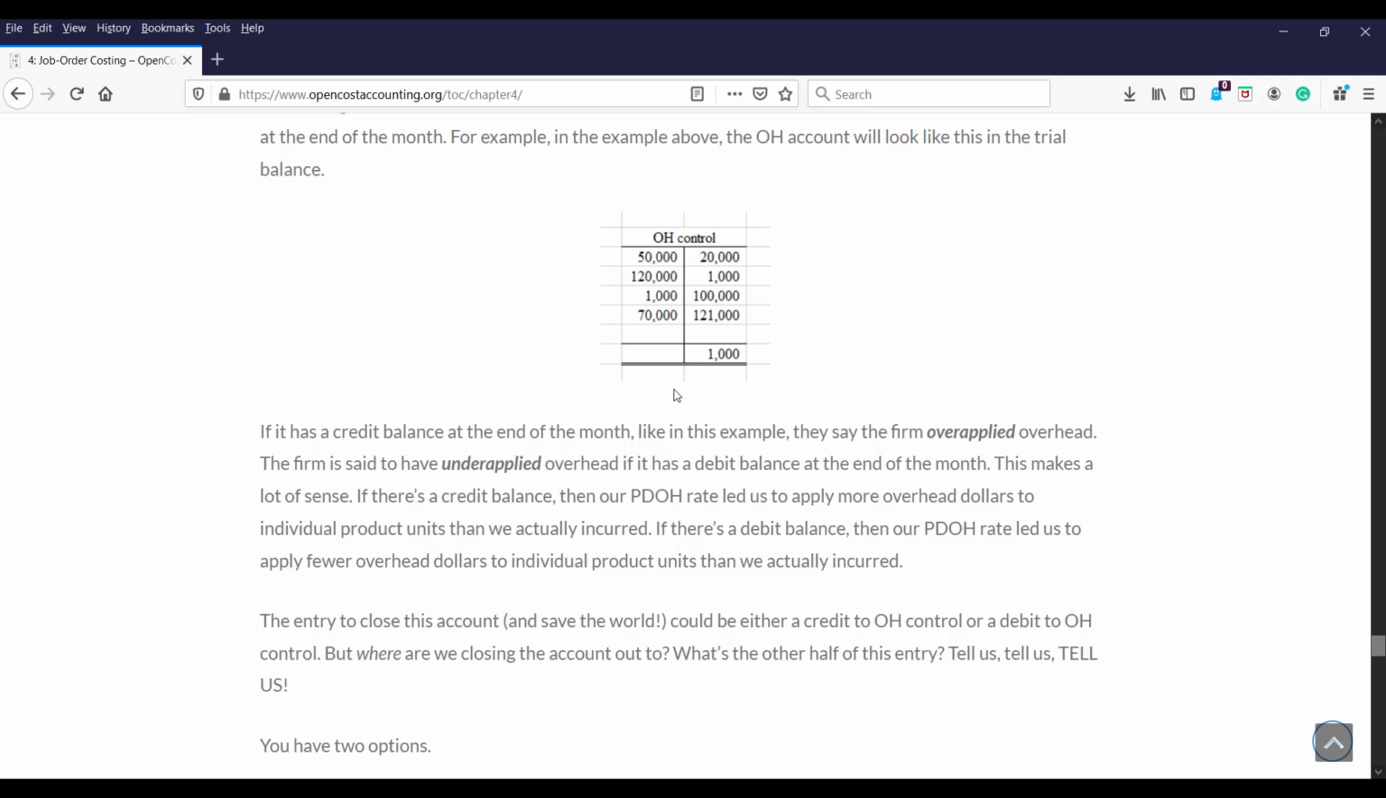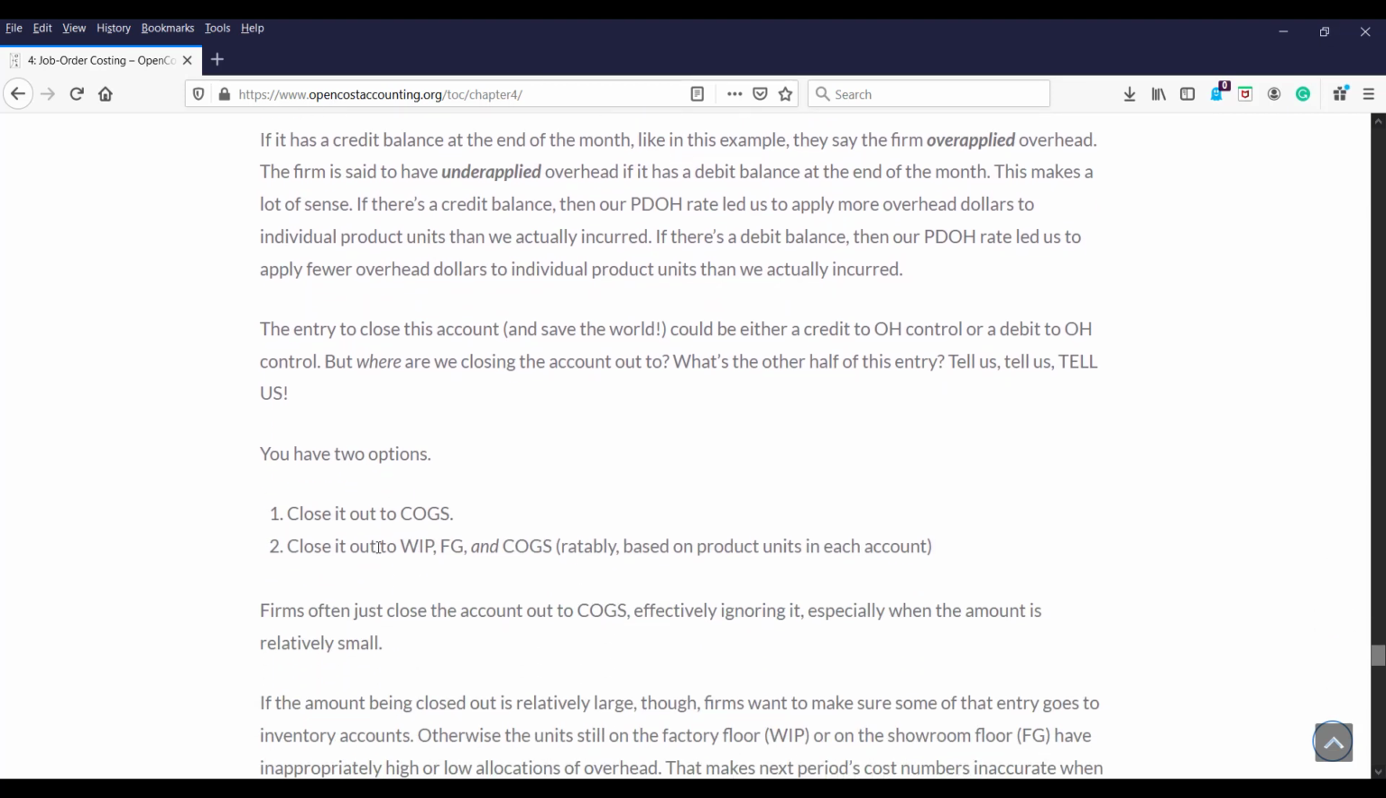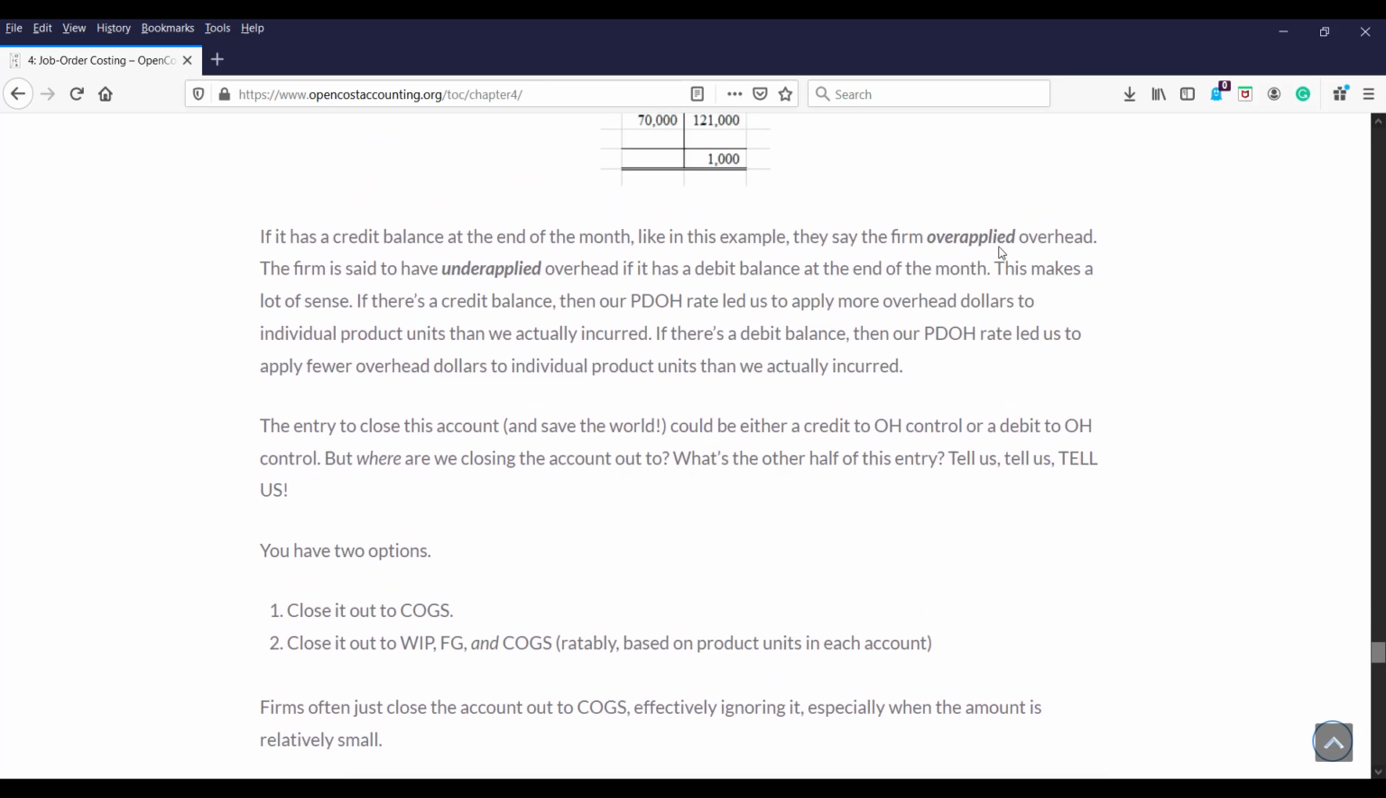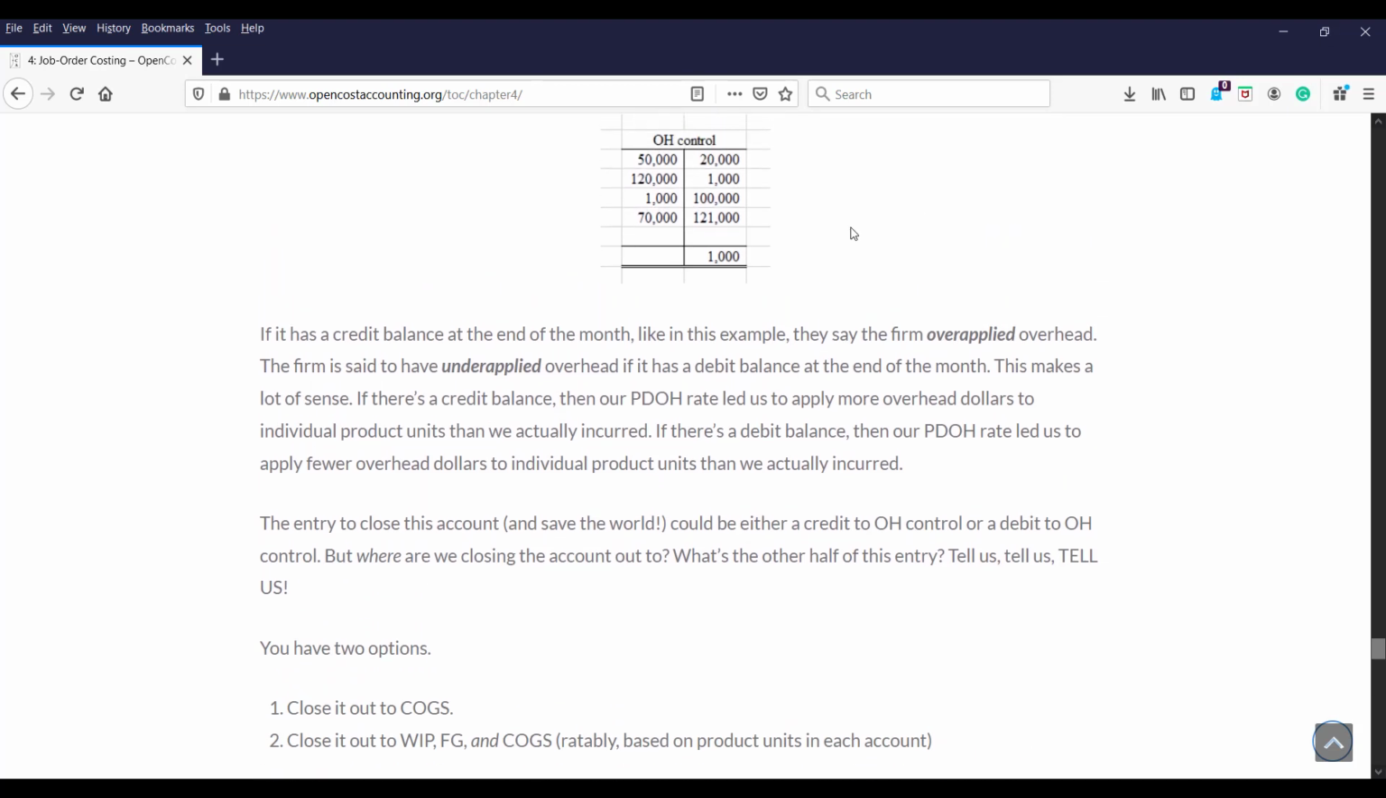We close it out. We would debit overhead control for $1,000 in this example, and then we would credit cost of goods sold, which makes sense. Cost of goods sold is an expense account, so it goes up with the debit. We're crediting it because we had over-applied our overheads. We've got to reduce the costs that we applied and recognized in our expense accounts by $1,000.